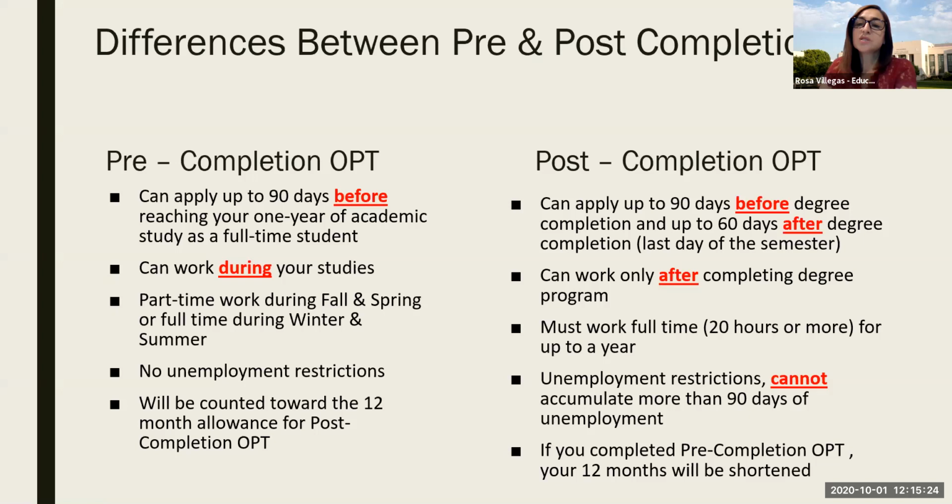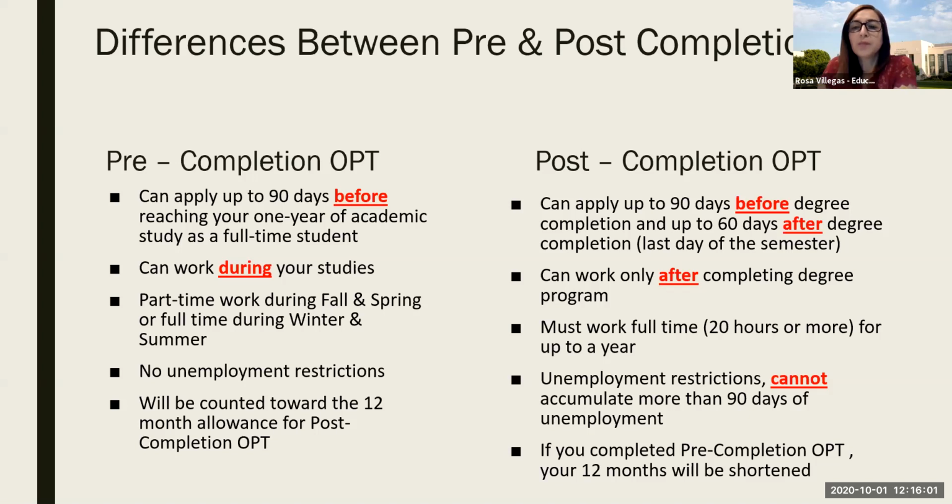For pre-completion, this is when you can work during your time at PCC, meaning you're working part-time and enrolled in classes full-time. So during fall and spring, if you apply for pre-completion OPT, you cannot work full-time, but you can do full-time during summer and winter. There are no employment restrictions as far as unemployment dates, but the time that you do during pre-completion OPT will count against the time allowed after you graduate.